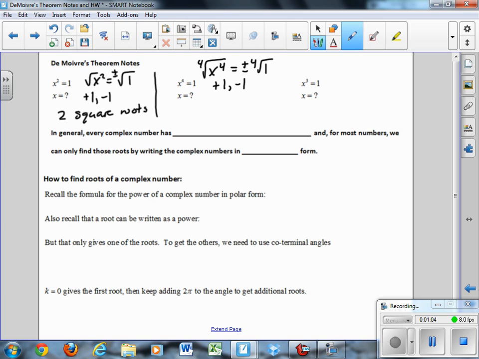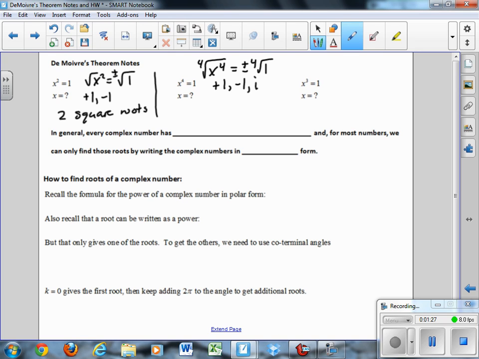Now I want to ask a question. Can you think of any other numbers that you would raise to the 4th power and get 1? Like perhaps a number you learned about yesterday. I. Very good. I is another solution.